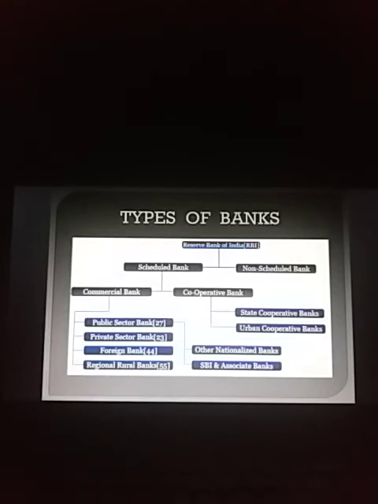The second category of scheduled banks are cooperative banks. Cooperative banks have been classified into two parts: state cooperative banks and urban cooperative banks.